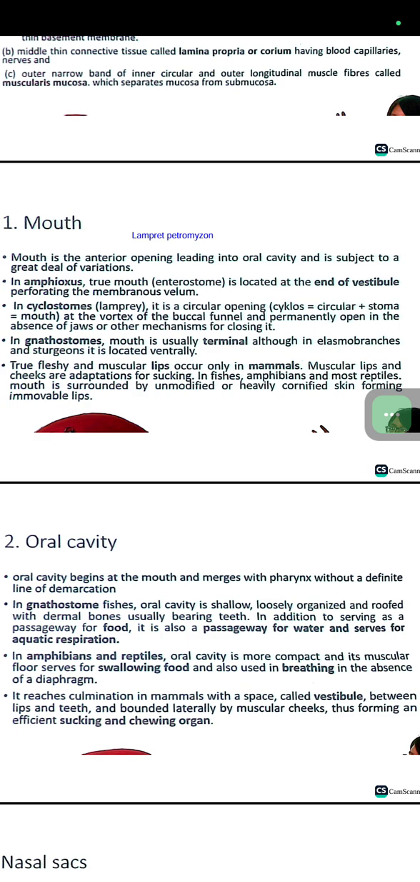True fleshy and muscular lips occur only in mammals. Muscular lips and cheeks are adaptations for sucking. In fishes, amphibians, and most reptiles, the mouth is surrounded by unmodified or heavily cornified skin, forming immovable lips.